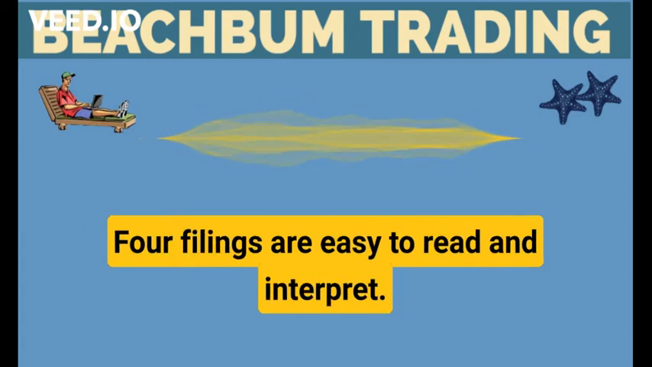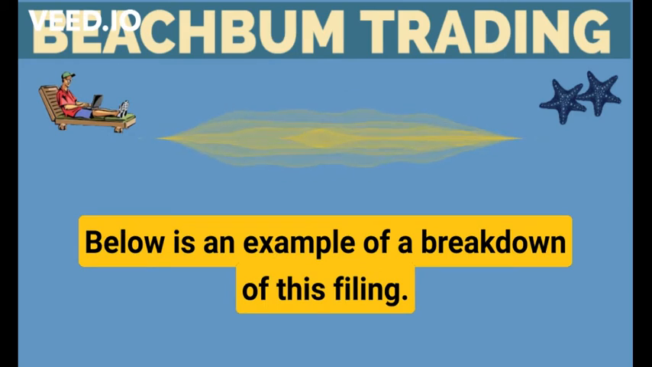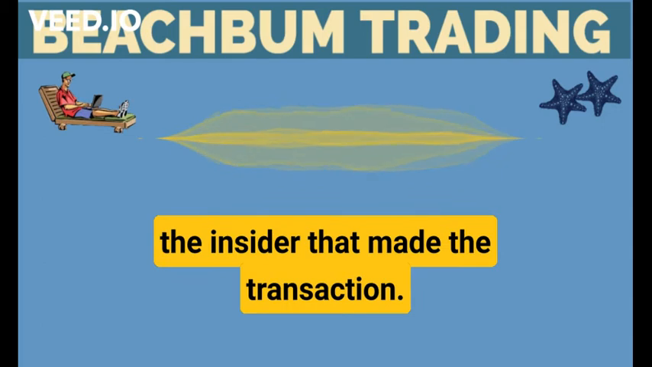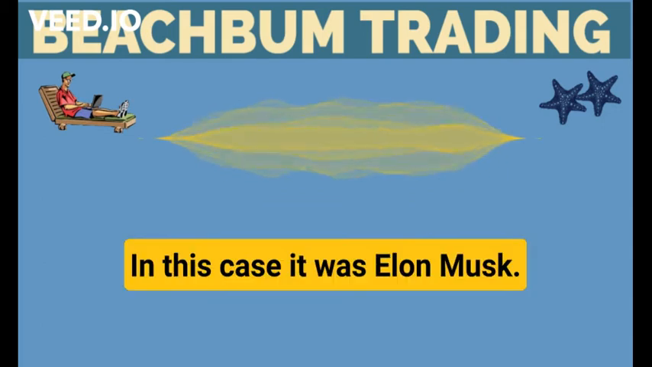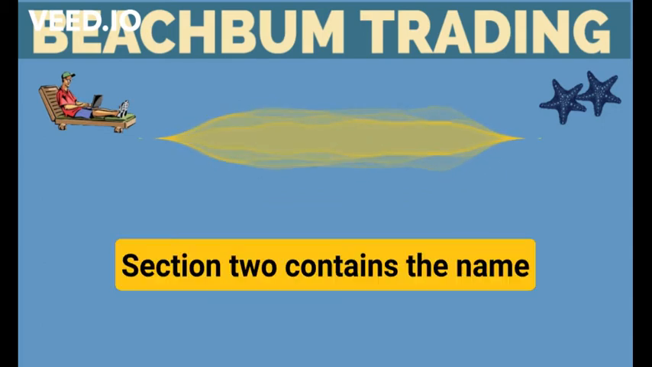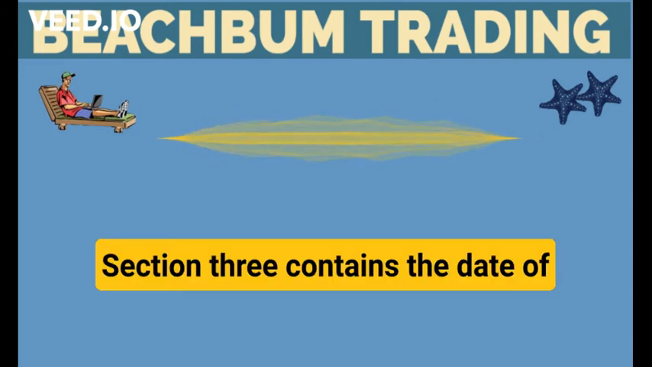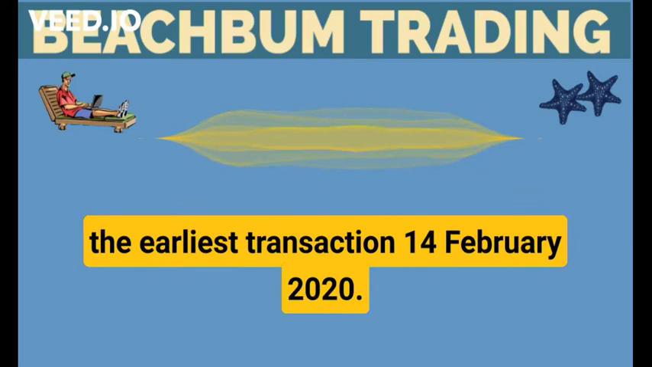How to read a Form 4 filing. SEC Form 4 filings are easy to read and interpret. Below is an example of a breakdown of this filing. Section 1 contains the details of the insider that made the transaction. In this case, it was Elon Musk. Section 2 contains the name of the security, Tesla Inc. Section 3 contains the date of the earliest transaction, the 14th of February 2020.